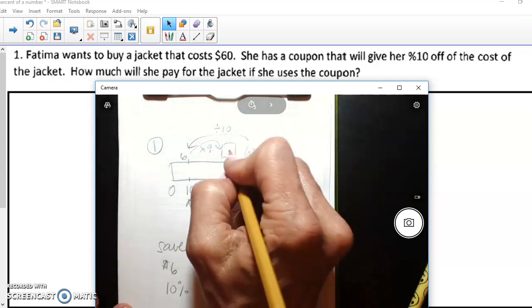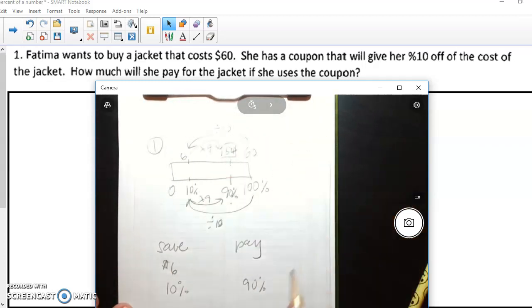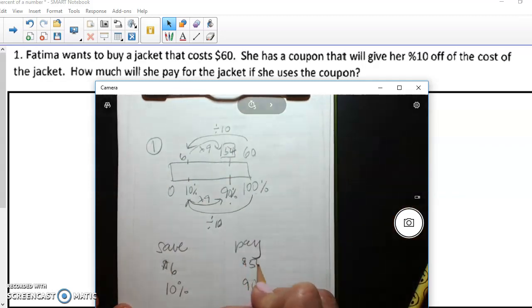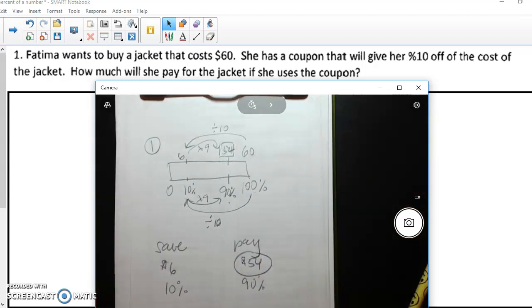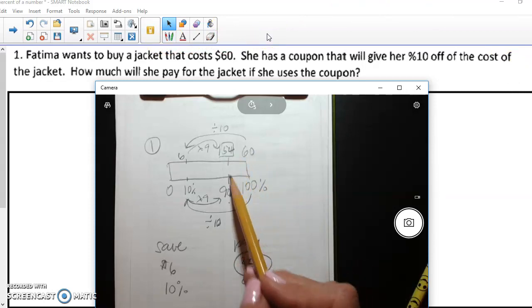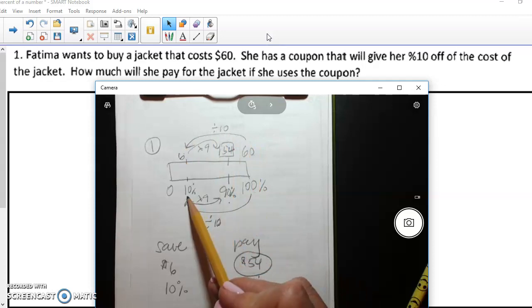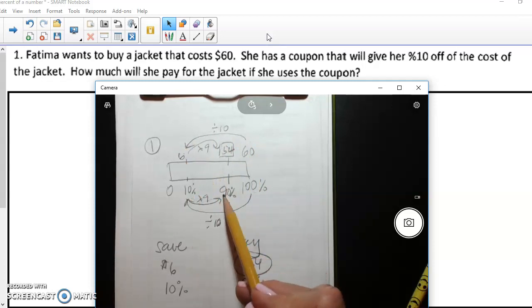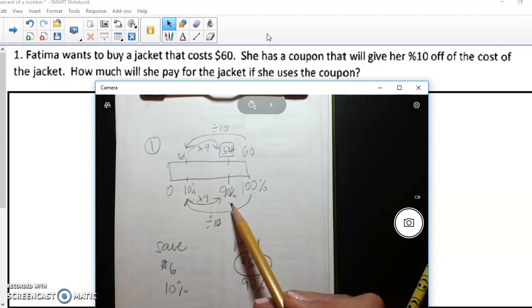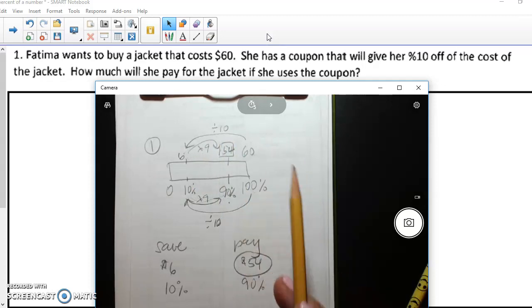6 times 9 is 54. So she will pay $54. That is our answer. She's going to pay $54 and she's going to save the 10%, or $6. All right, so we can always look back at what we did, and it's just like a double number line. We divided by 10 on both of these and found out what 10% was. And then we multiplied by 9 to find out what our cost would be for the 90% that she's going to have to pay.